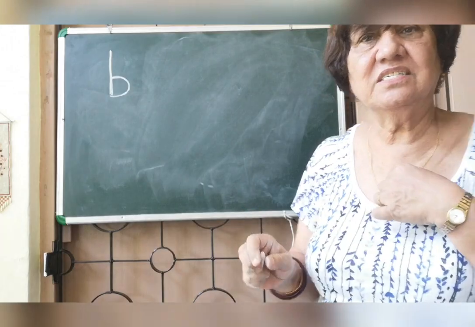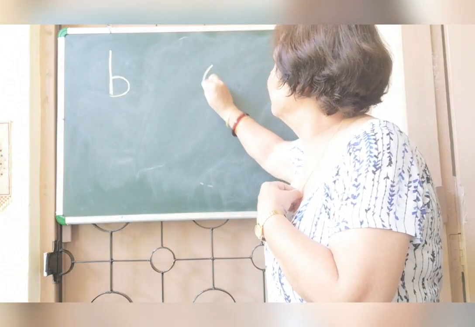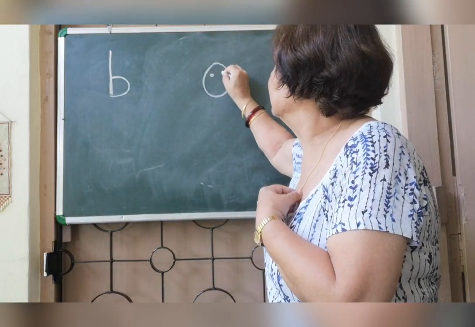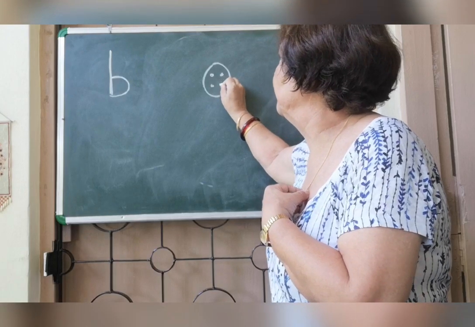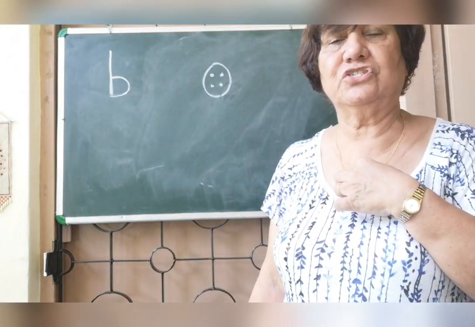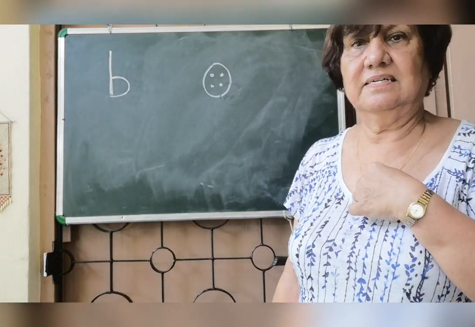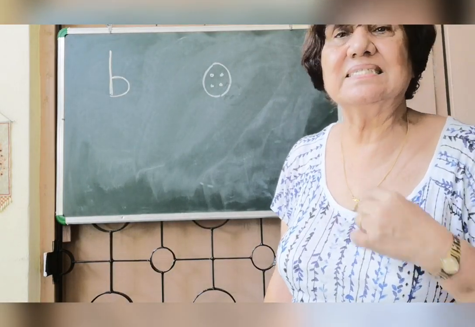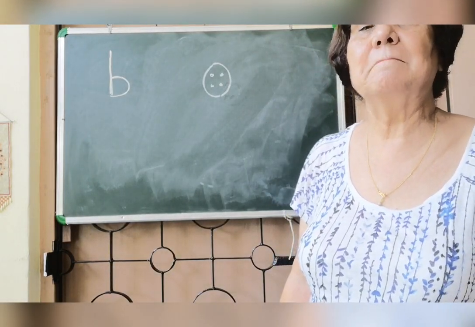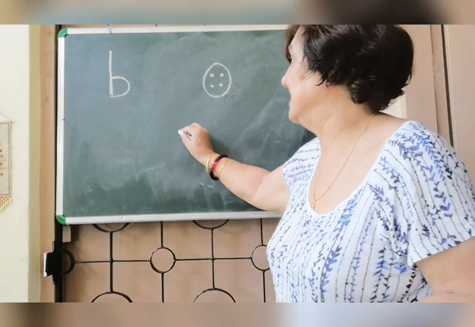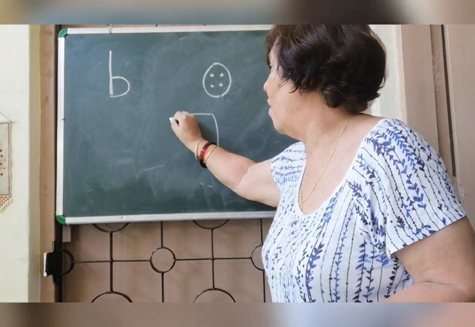On your shirt, you have something that is round and it has four tiny holes on it. It is stitched onto your shirt. What is this? This is a button. Button. And now, the last of them all.